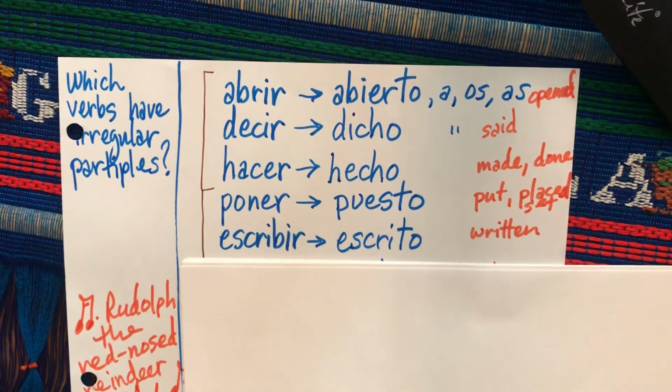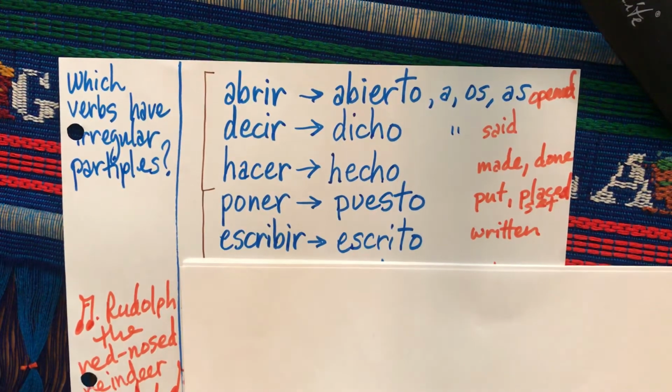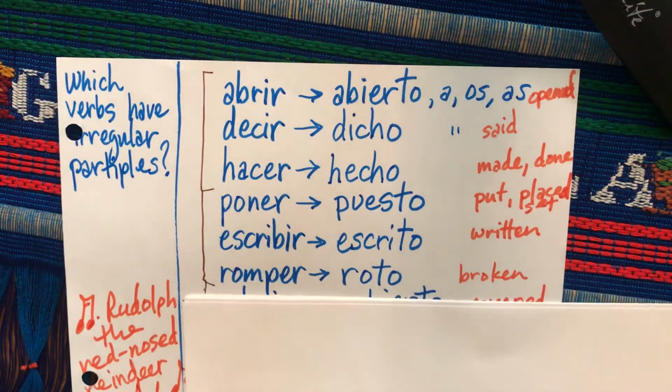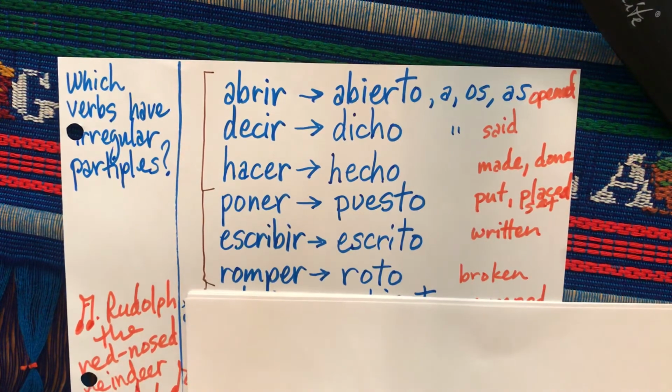Next one is escribir becomes escrito in its participle. Then we have romper, to break, becoming roto, broken. I do hear native speakers say rompido, which is logical because it follows the regular rule, but it's not considered correct Spanish. Roto is the correct form. Brazo roto, broken arm. Tiene una pierna rota. He has a broken leg.